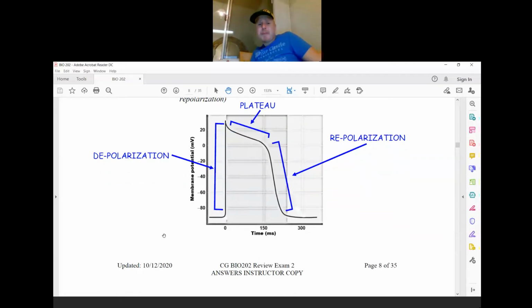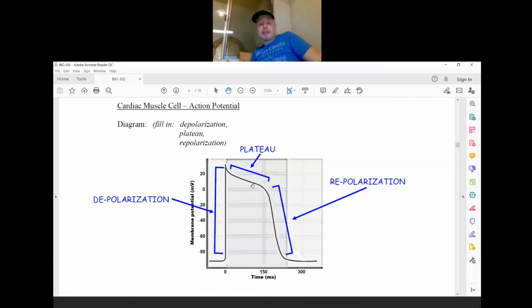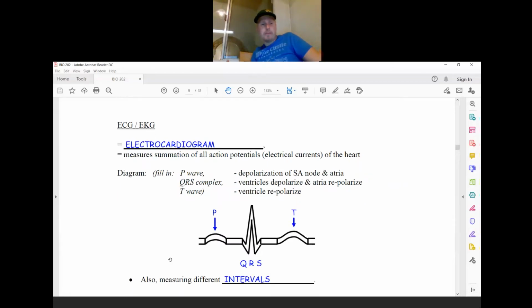The other thing, if you pay attention carefully to the timing, how long in milliseconds our cardiac muscle cell action potential took, and compare that to our nervous system action potential, we'll notice that the cardiac muscle cell action potential takes much longer than the nerve cell action potential.